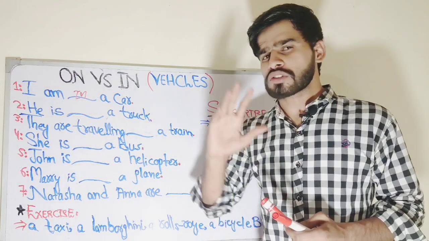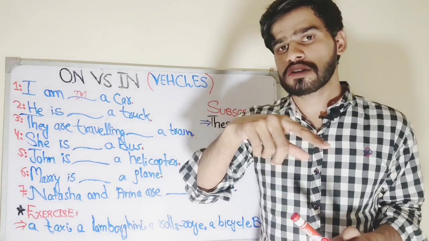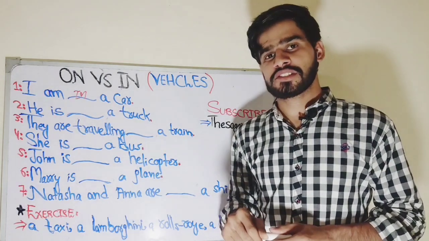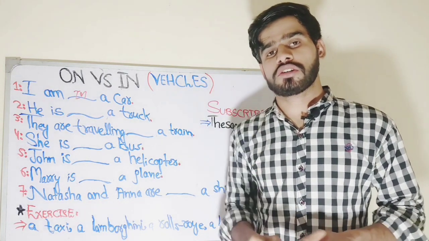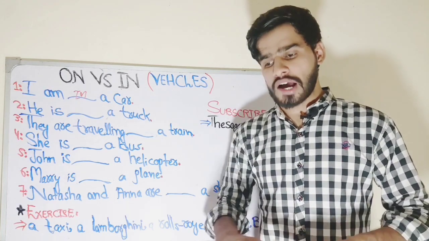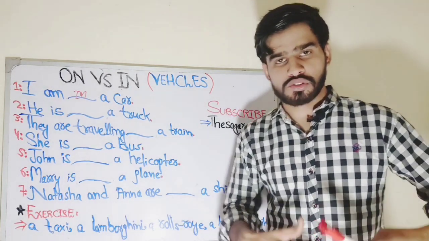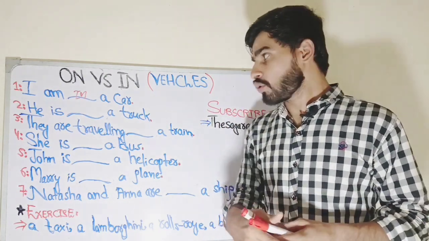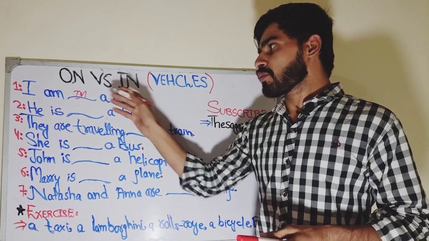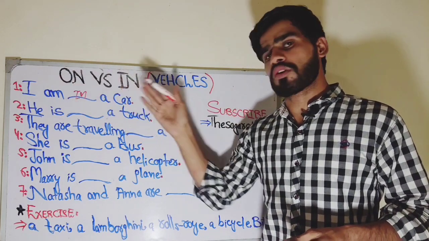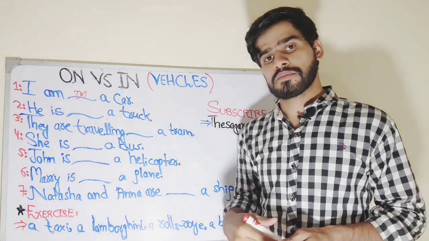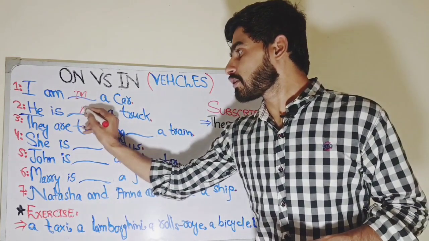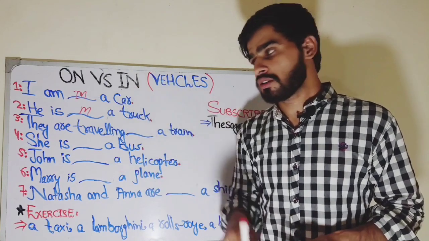Next, he is dash a truck. The concept is, can you walk in the truck? Yes or no? The answer is no. You cannot walk in the truck. You simply have to crouch like you sit in the car, but you cannot walk. So which preposition do we have to use, on or in? The answer is in. He is in a truck.